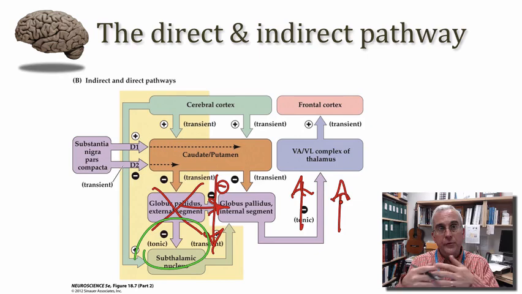They work in a push-pull fashion with the direct pathway that converges on the internal segment of the globus pallidus, with the direct pathway facilitating the expression of movement and the indirect pathway suppressing movement.